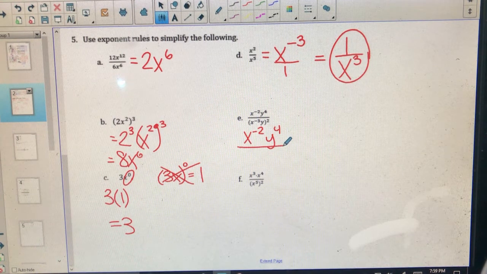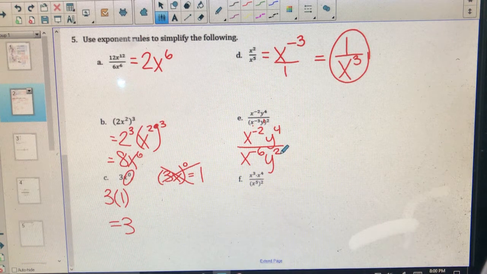Now on the bottom, both the x to the negative third and the y are being squared. When you have a power to a power, you multiply. So this x to the negative third is being raised to the second power, which means I multiply those exponents. Negative 3 times 2 is a negative 6. This y has an imaginary exponent of 1. If I just do that 1 times 2 for my power to a power rule, it ends up being y squared.